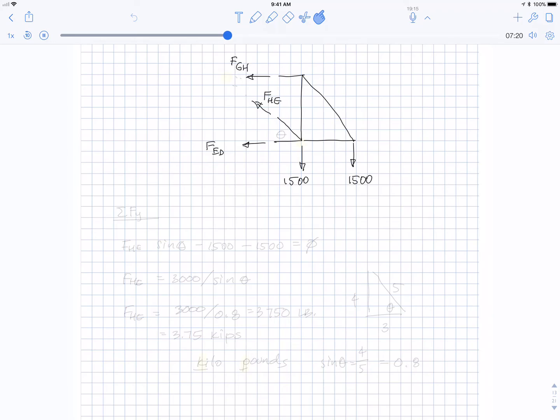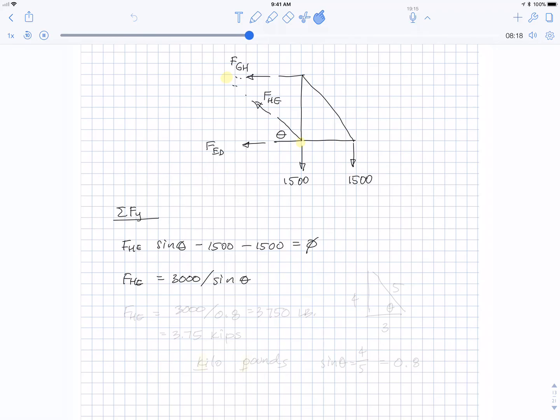Well, if you wanted to find FED, which we don't, you would take moments about here, where these lines meet. If you wanted to find the force in FGH, which we don't, you would take moments about here, and then you could solve for FGH. But we want to know FHE, and I can see that if I take some forces in the y direction, I'll be able to solve for FHE. Let's call that theta. FHE sine theta going up, positive, minus 1500 minus 1500 equals 0. FHE equals 3000 divided by sine theta.